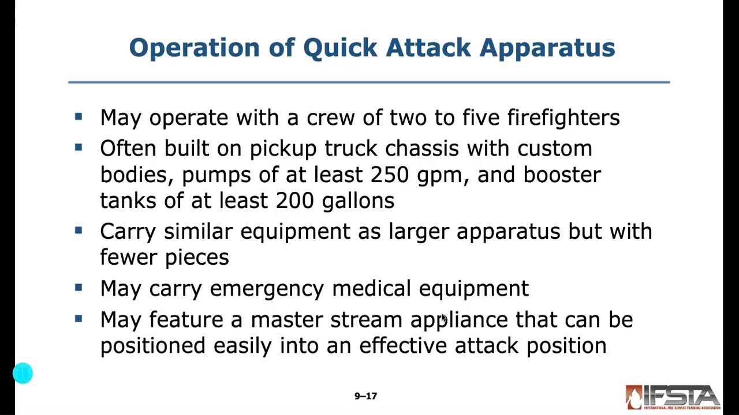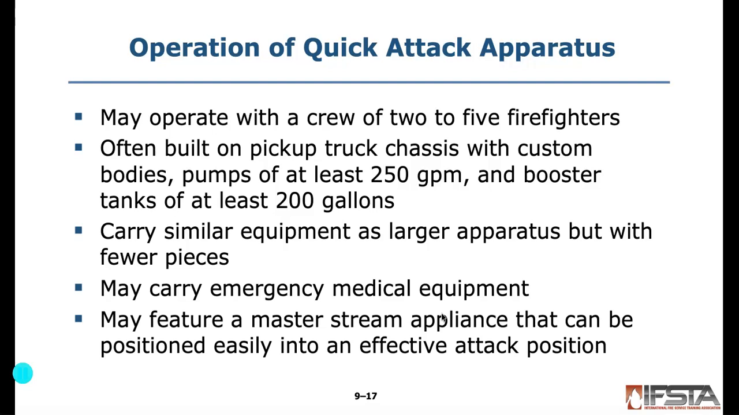Quick attack apparatus may operate with a crew of 2 to 5. In city, if we have a type 6 apparatus as a fast response vehicle, we will have 2. If we send a type 6 engine to the wildland, we'll have 3 on there. Type 3 will usually send 4 personnel. We don't often deploy our type 3 in city, but can be used if we have brush fires and they're significant. Freeway type brush fires is what we're kind of limited to. The type 3 can deploy first.